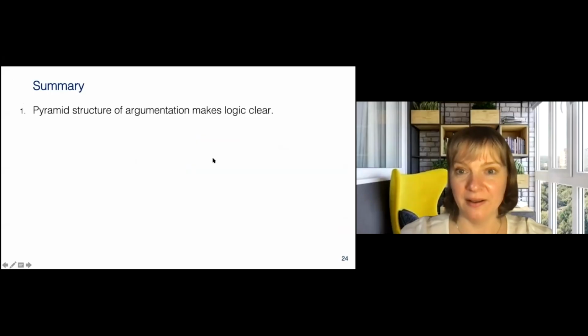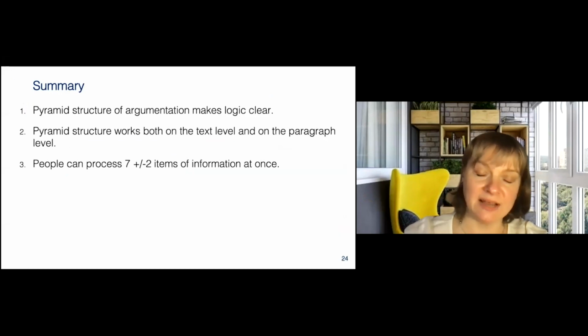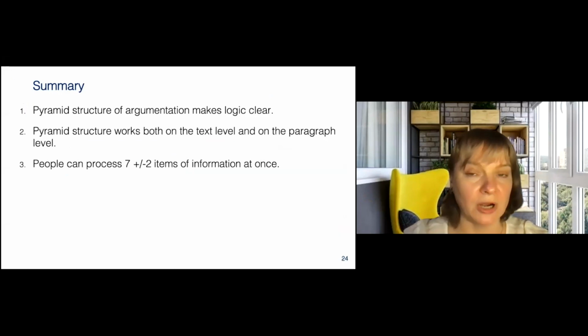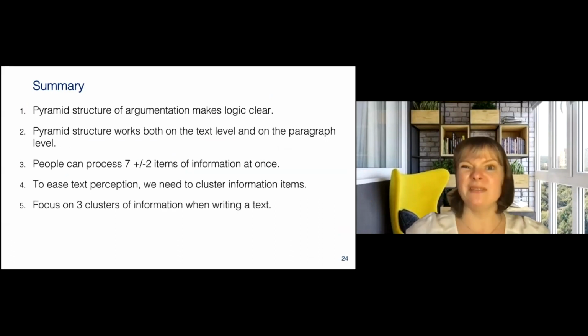Let us summarize everything that we have discussed today. The pyramid structure of argumentation can help us to make our logic clear for the reader, first of all. It works both on the text and on the paragraph levels. People can process 7 plus or minus 2 items of information at once, and in order to ease text perception, we need to cluster them. Mostly it is recommended to focus on 3 clusters of information when writing a text, but of course, there could be some deviations.